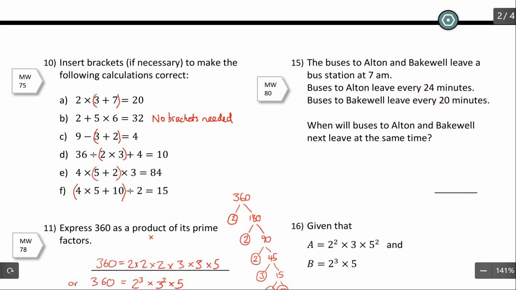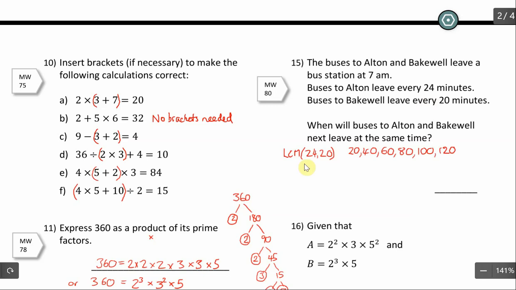So we need to find the lowest common multiple of 24 and 20. Now ignore the fact that it's time for a minute and just deal with that. So if I write up some multiples of 20 until we get to one that we think 24 goes into. So 20, 40, 60, 80, 100, 120.